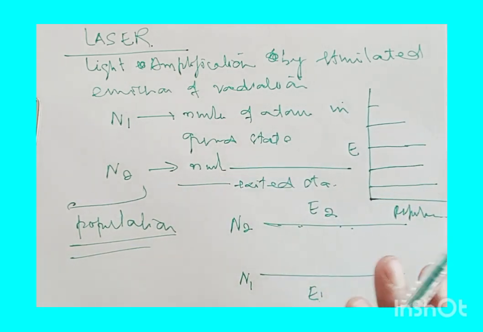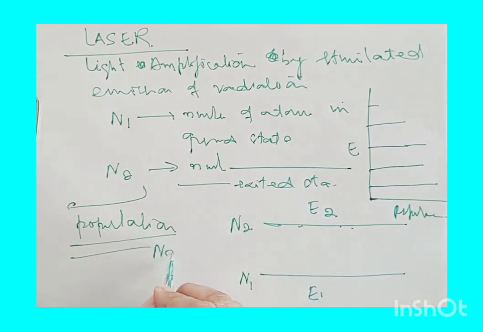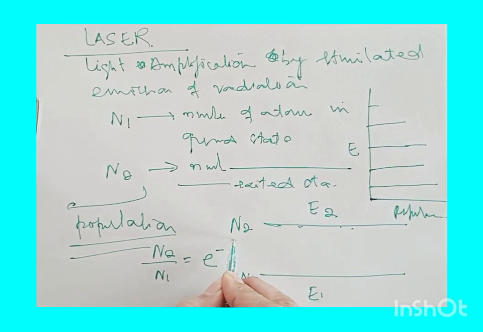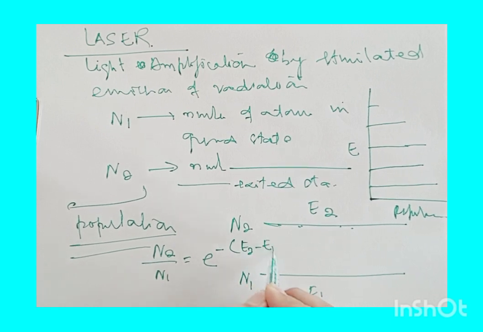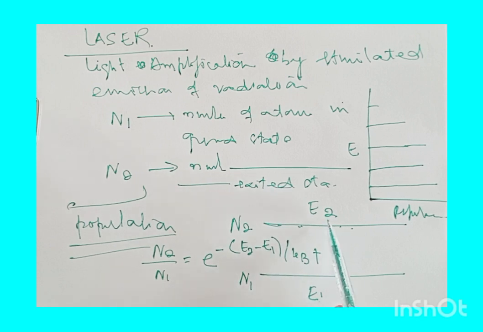And the ratio of the number of atoms in the states, say for example state 1 and state 2, in equilibrium can be given as n2 by n1 equals e to the power of minus (E2 minus E1) by kBT. Here E2 is the energy of the atoms in state n2, E1 is the energy of the atoms in state n1, k is the Boltzmann constant, and T is the temperature.